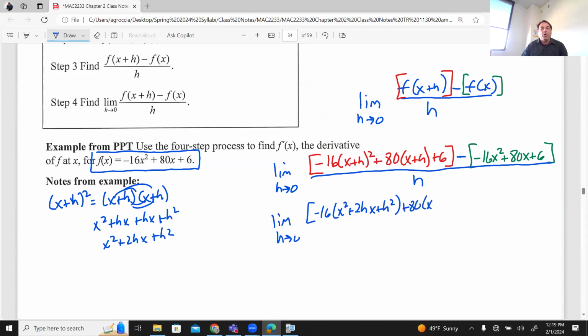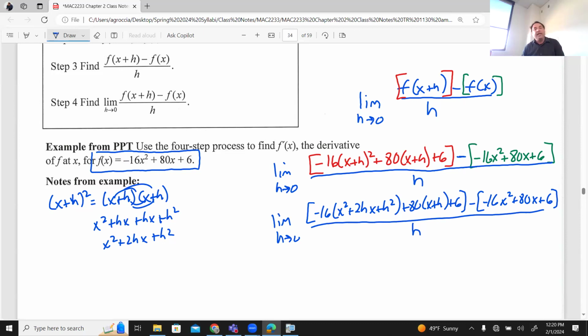But then I want you to do the rest. Be careful with the subtraction, as we talked about before. And I want you to do your best to clean this up as much as you can. Don't mess with the limit part. Just do the algebra part to clean up that expression as much as you can.